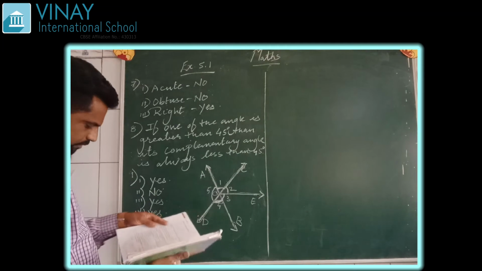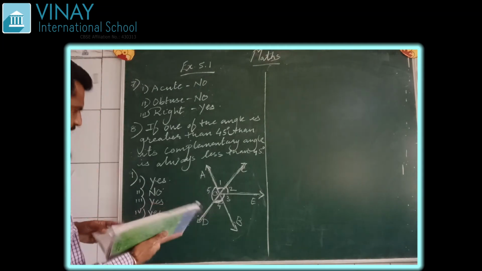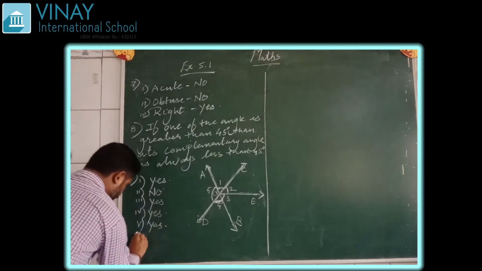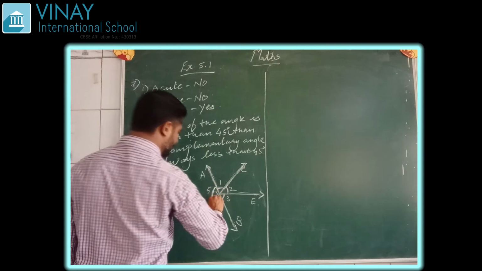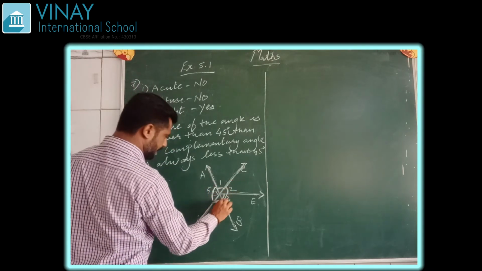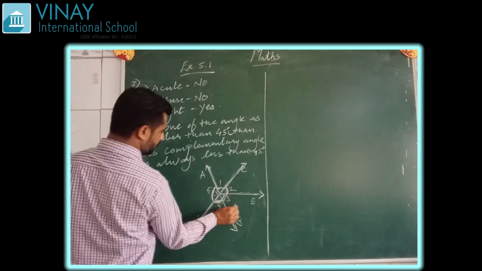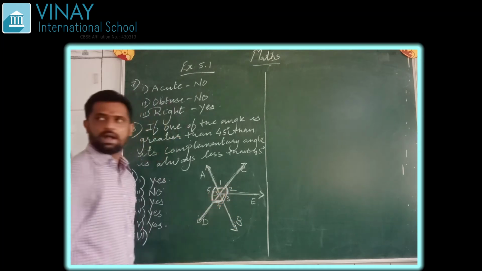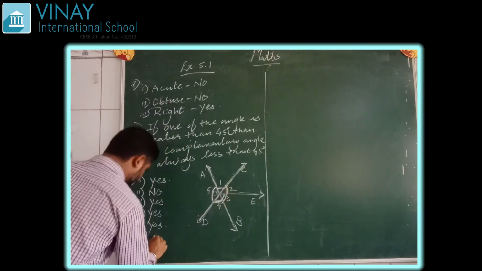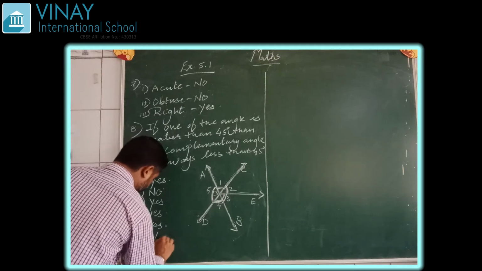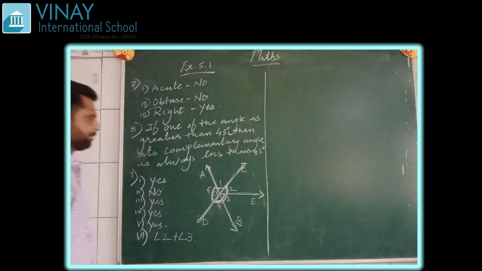Now the last one is, what is the vertically opposite angle of angle pi? This is angle pi. We have to find out the vertically opposite angle of angle pi. Then it will be angle 2 plus angle 3. The vertically opposite angle of angle pi will be angle 2 and angle 3. So the vertically opposite angle is angle 2 plus angle 3.